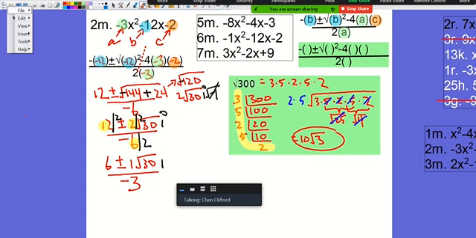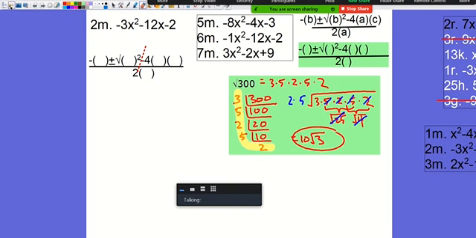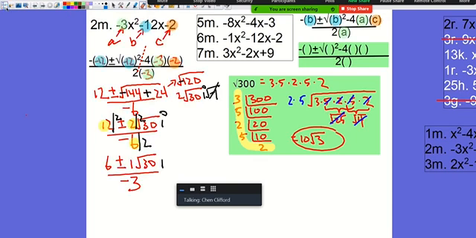Okay, so this is actually a review of IM2.